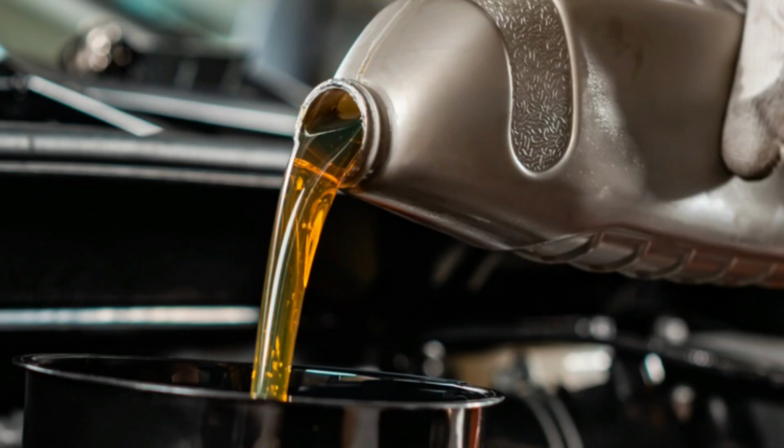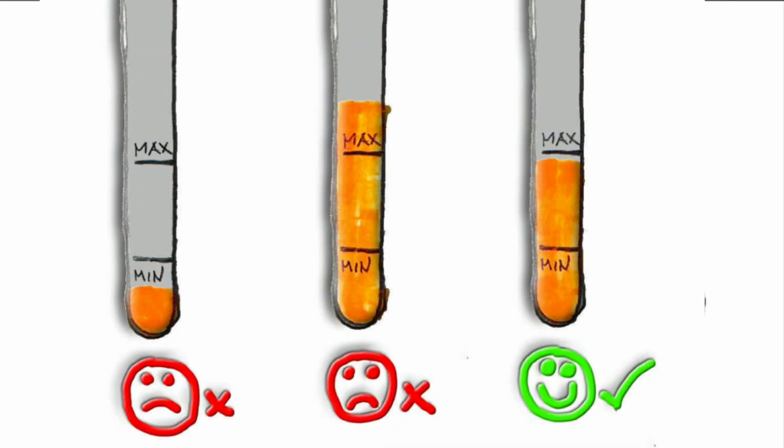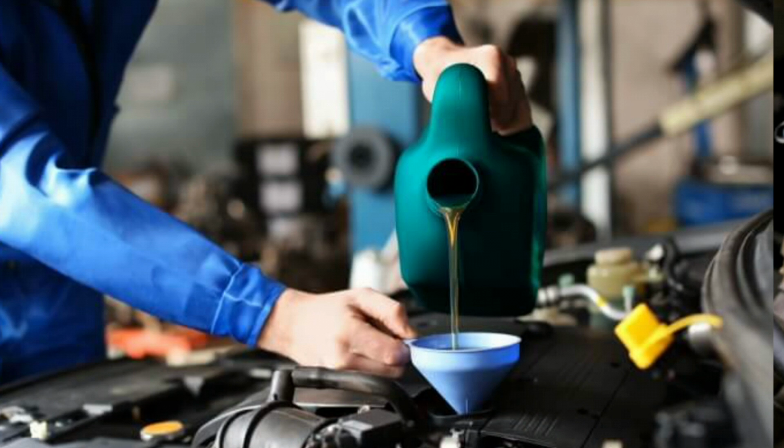Step 2. Add oil if needed. If the oil level is below the recommended range, you need to add oil. Refer to your car's owner's manual to determine the correct type and viscosity of oil for your vehicle. Add oil gradually, checking the dipstick periodically to avoid overfilling.